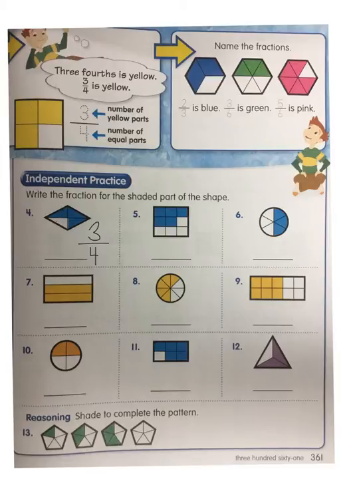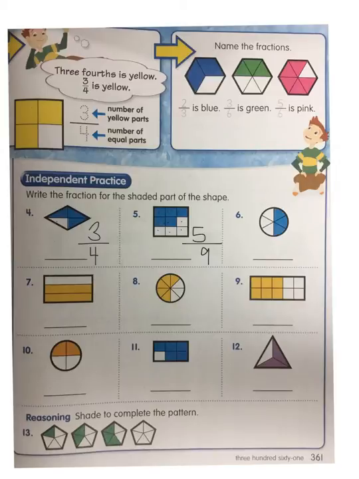Number 5, how many parts are colored? 1, 2, 3, 4, 5. There are 5 parts out of how many parts in all? 1, 2, 3, 4, 5, 6, 7, 8, 9. So there are 5/9.